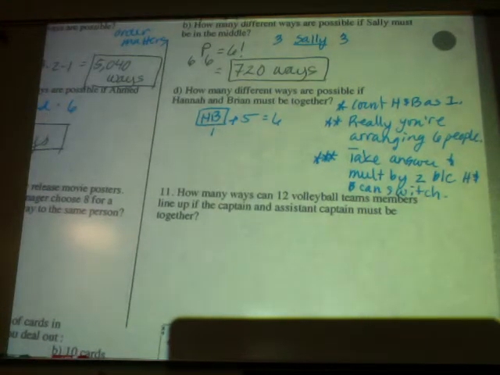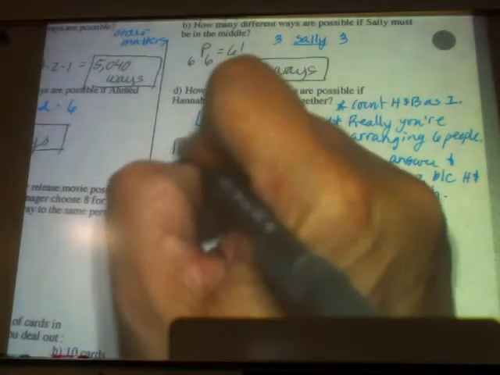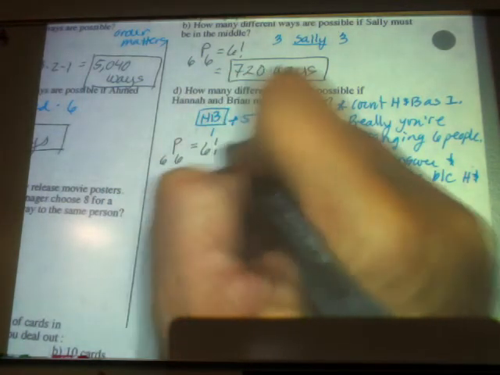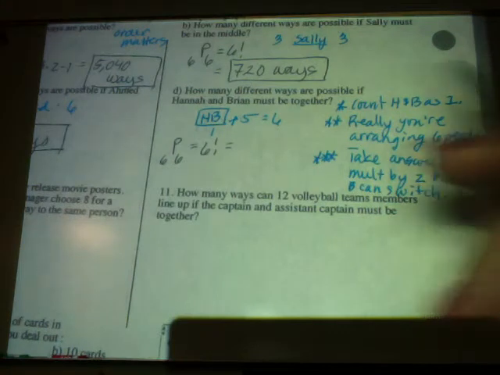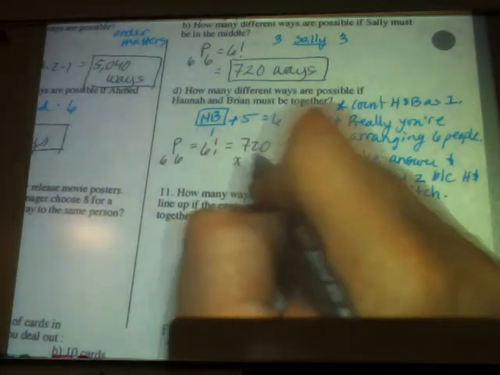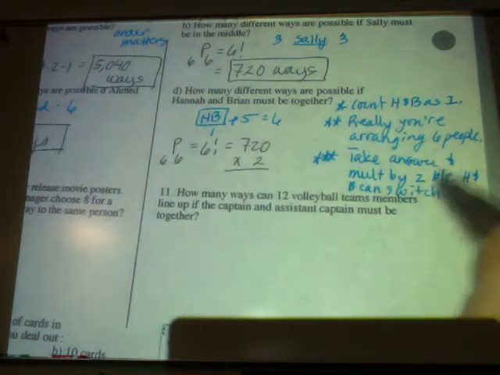So this is a little tricky. So we're making Hannah and Brian one unit. Since we're counting them as one person, plus we have five more people to arrange, that's six people that we're going to arrange all together. Order matters. So it's a permutation of six items taken six at a time, which is 6 factorial, which equals what? 720 ways. But then we're going to multiply that by 2 because Hannah and Brian can then switch places.